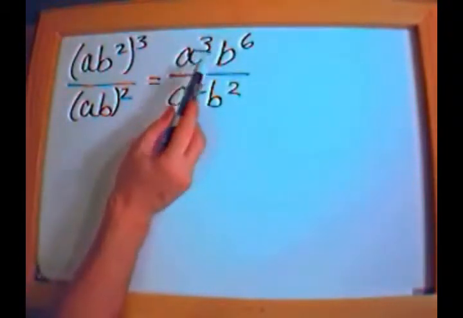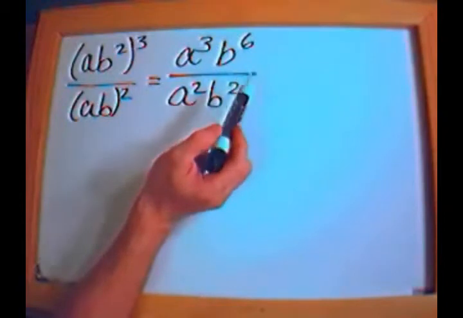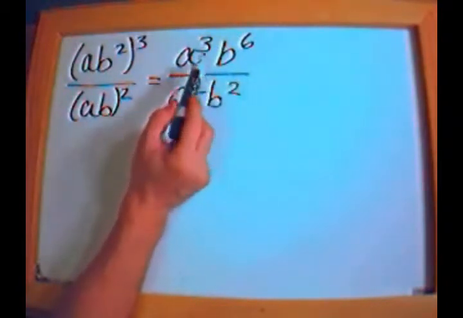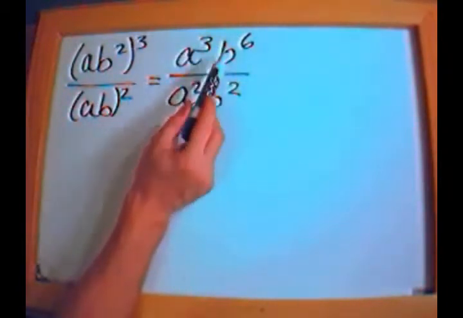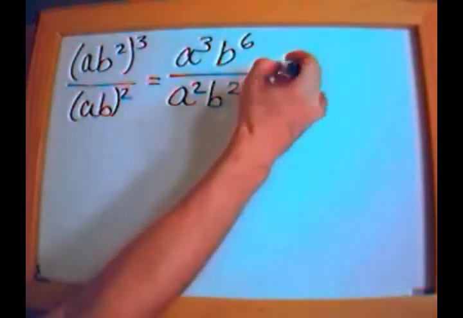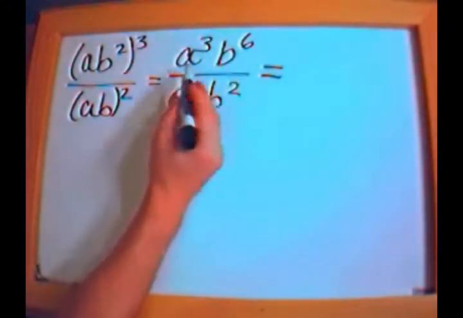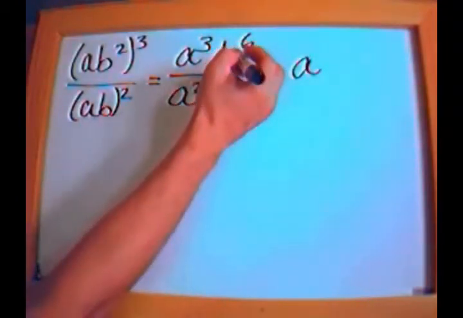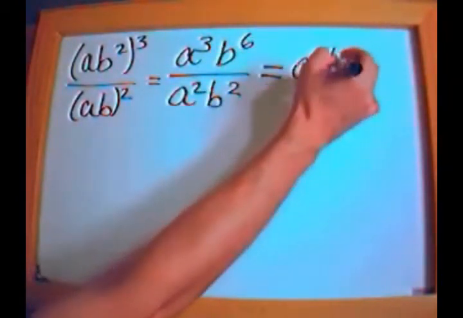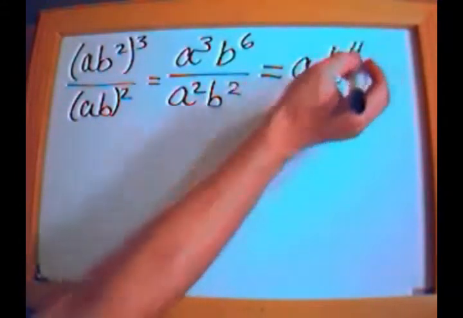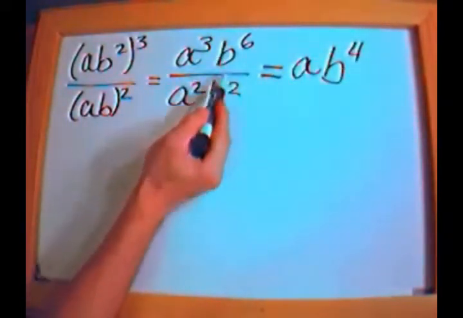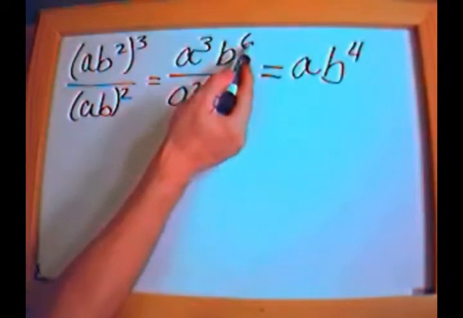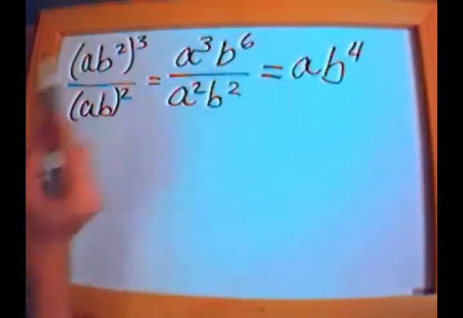Now here's where it becomes interesting. I've got a to the 3rd b to the 6 over a squared b squared. So I've got a's common to the top and bottom and b's common to the top and bottom. So 3 minus 2 is 1, so it's just going to be a to the 1, which is a, b, and then 6 minus 2 is 4, so b to the 4. So you just look at the bases that are the same, you take the exponents and you subtract them, and that's how you get your number.